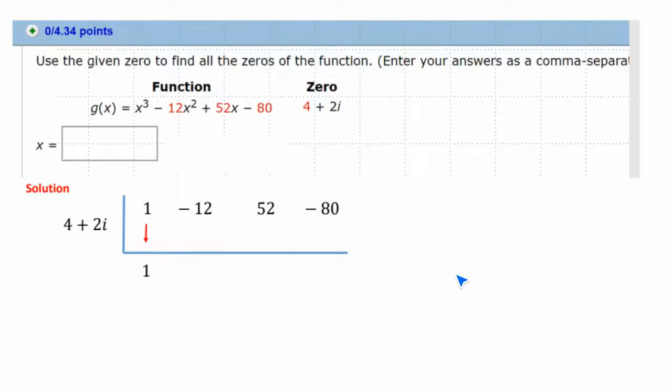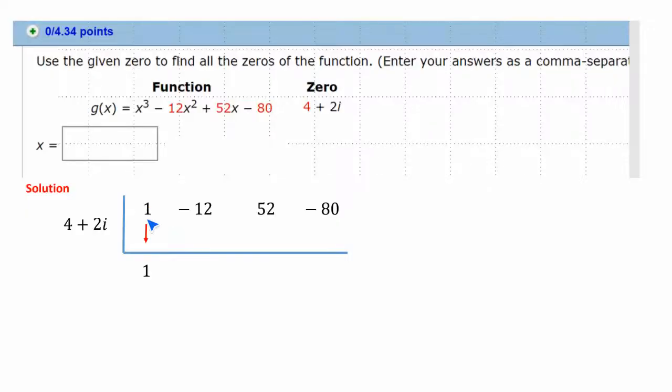So it's conjugate, right? So the conjugate 4 minus 2i is also going to be a 0. And so we'll look at that in a second. So to find the zeros, I can use that here to use synthetic division. So x cubed is 1, x squared is negative 12, x is 52, and my constant is negative 80.